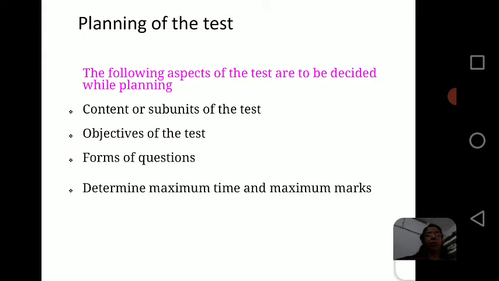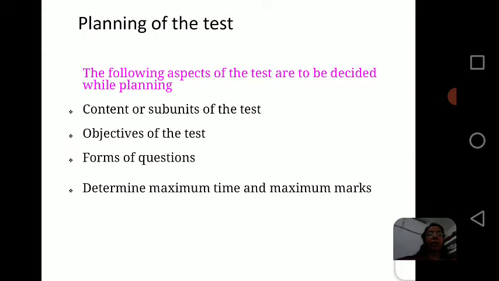Then forms of questions. What are the different forms of questions? Whether you intend to include objective type questions, short answer type questions, or essay type questions. That is forms of questions. Then determine maximum time and maximum marks. These are the preliminary details of the achievement test: specific content of the test, objectives of the test, which need some explanation, then forms of questions, and maximum time and maximum marks. These four aspects have to be decided during the planning of the test.